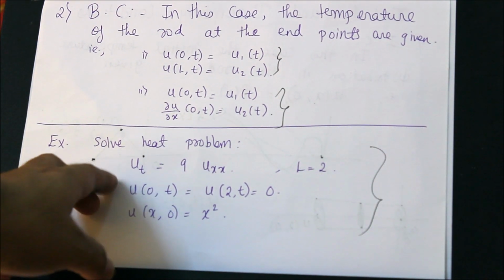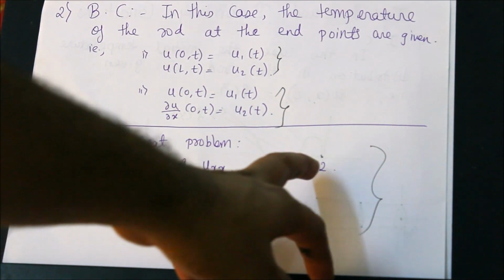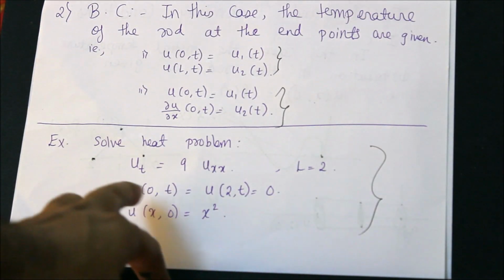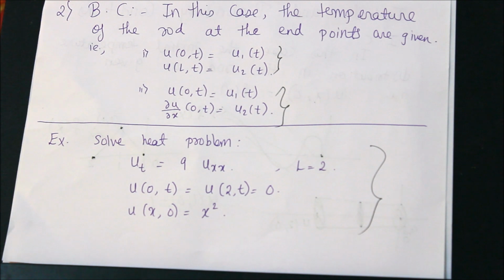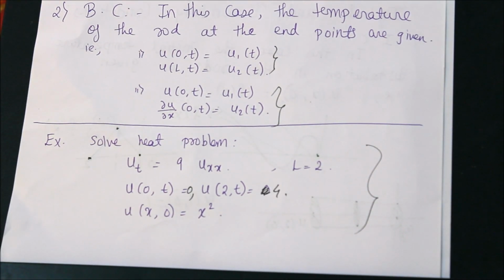So some heat equations will be given to you. Here your a square is 9, so your a is 3, L is 2, means you have a rod of length 2. At the starting and at the end the temperature is 0, and initially I am giving the temperature x square. So anyway, my main goal was to make sure the derivation of the heat equation is clear.